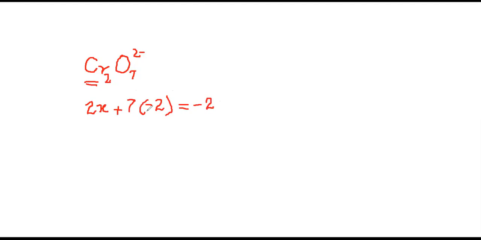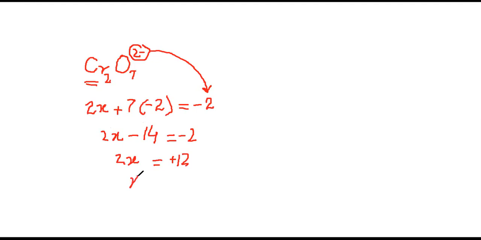The sum of all oxidation numbers must be equal to 0 when it is a compound. When it is an ion, the sum of oxidation numbers is equal to the charge on that ion. So 2X minus 14 is equal to minus 2. 2X is equal to minus 2 plus 14. It will be plus 12. So X is equal to plus 6.